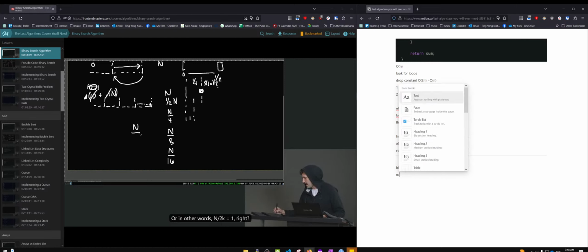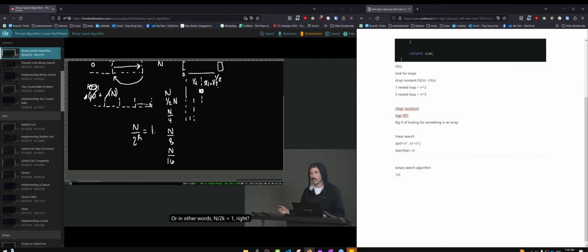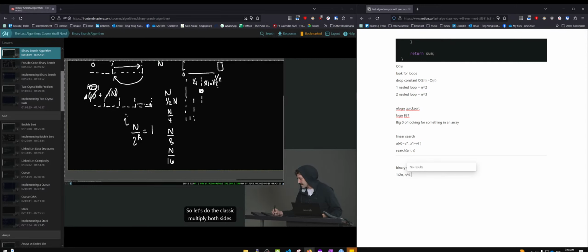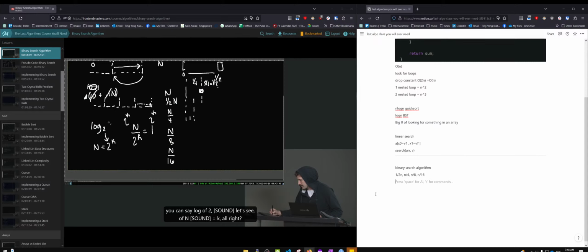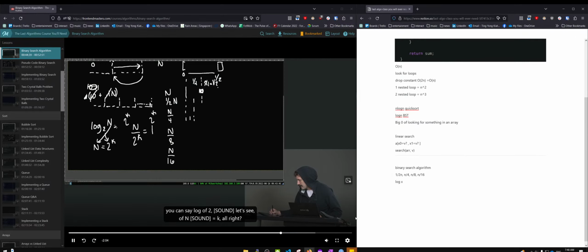Or in other words, n over 2^k equals 1, right? So this is the most mathy part of the whole course we're going to do. Let's do the classic multiply both sides. Or in other words, n equals 2^k. And of course, for those that remember their logarithms, you can say log base 2 of n equals k. Or in other words, our running time is log of n, right? Because until we get down to 1, we have to keep halving it. So we're going to halve it a log of n number of times.